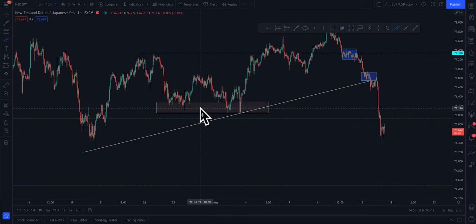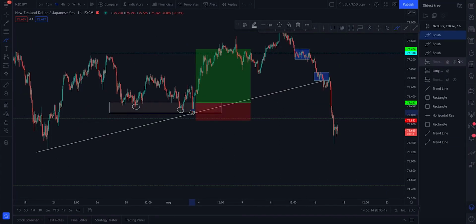So this is the fib level, and as you can see, price just came to the fib level and had 1, 2, 3 touches. So originally I was actually looking to take it on this double bottom here, but I missed that, and I ended up getting involved here.